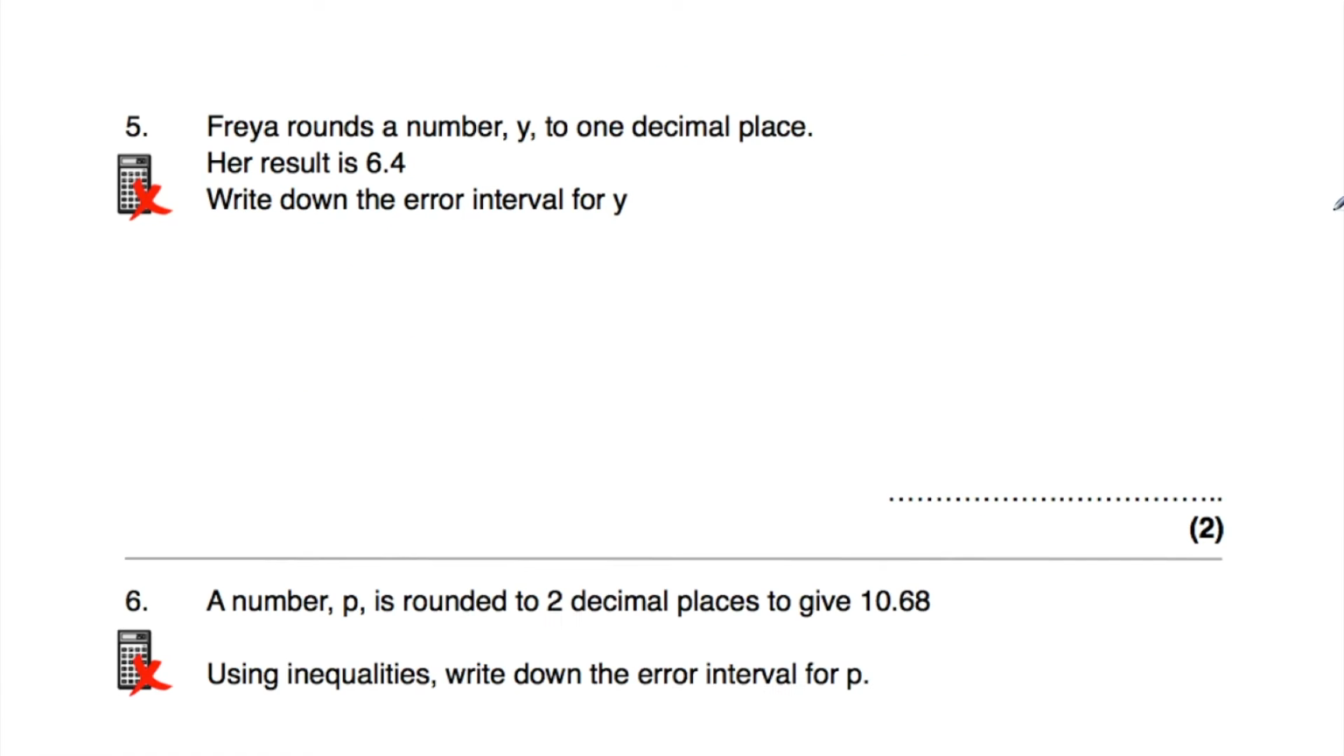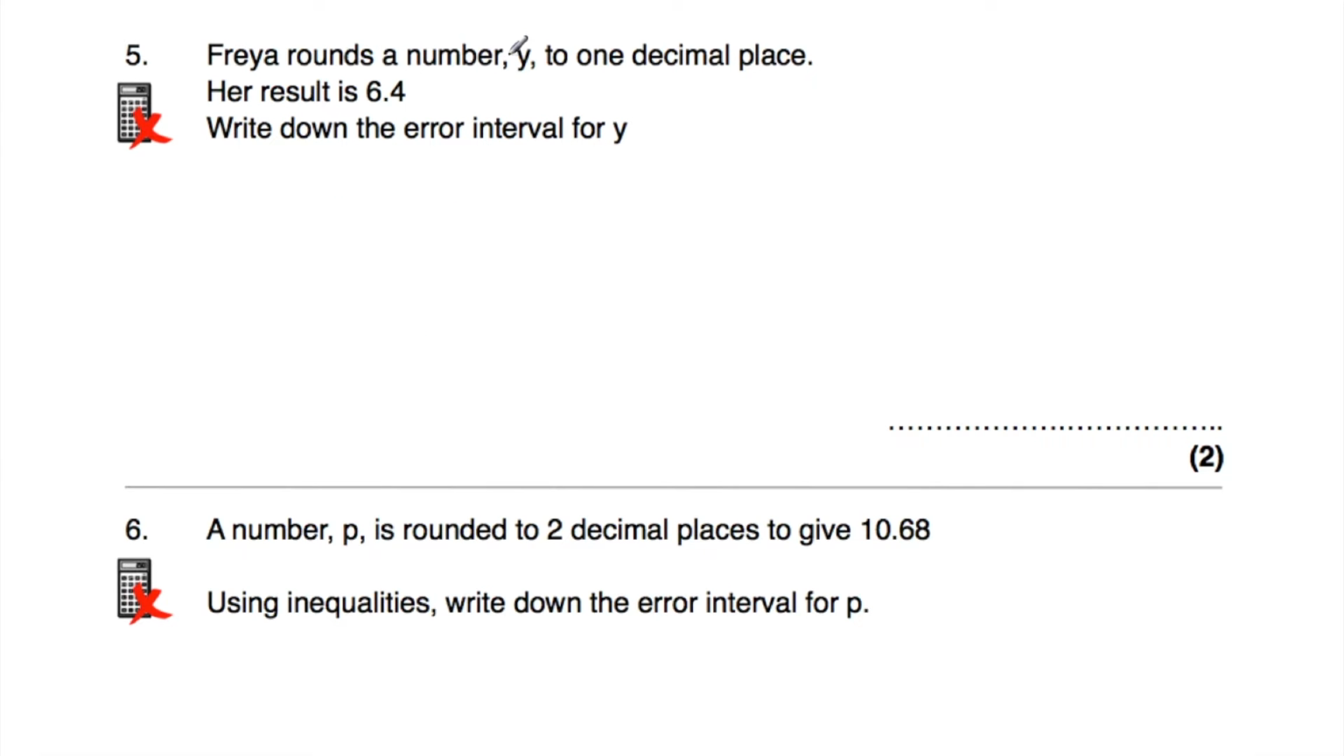Okay, let's have a look at our next question. The next question says, Freya rounds a number y to 1 decimal place. So Freya's got a number y, and she rounds it to 1 decimal place, and her answer is 6.4. Write the error interval for y. So let's consider the lower bound to begin with. That's the numbers that would round up to 6.4 when we round to 1 decimal place. The lower bound would be 6.35, because 6.35 would be the lowest possible number that when we round it to 1 decimal place would be 6.4.